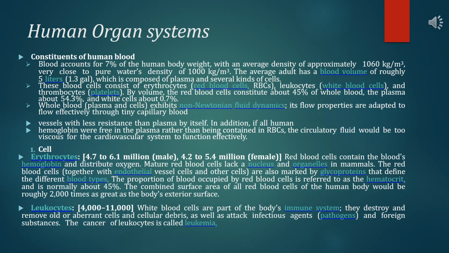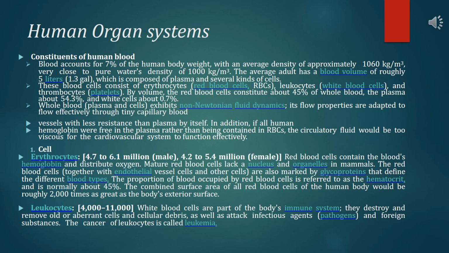Cell: erythrocytes, 4.7 to 6.1 million (male), 4.2 to 5.4 million (female). Red blood cells contain the blood's hemoglobin and distribute oxygen. Mature red blood cells lack a nucleus and organelles in mammals. The red blood cells, together with endothelial vessel cells and other cells, are also marked by glycoproteins that define the different blood types. The proportion of blood occupied by red blood cells is referred to as the hematocrit and is normally about 45%. The combined surface area of all red blood cells of the human body would be roughly 2000 times as great as the body's exterior surface.